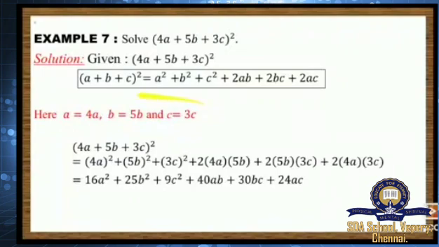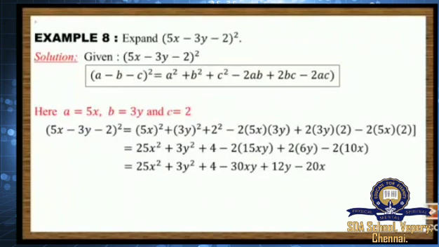So substituting a equals 4a, b equals 5b and c equals 3c in the above identity, we will get 4a the whole square plus 5b the whole square plus 3c the whole square plus 2 into 4a into 5b plus 2 into 5b into 3c plus 2 into 4a into 3c. So if you apply squares inside the bracket and if you multiply all these terms together, you will get 16a square plus 25b square plus 9c square plus 40ab plus 30bc plus 24ac.